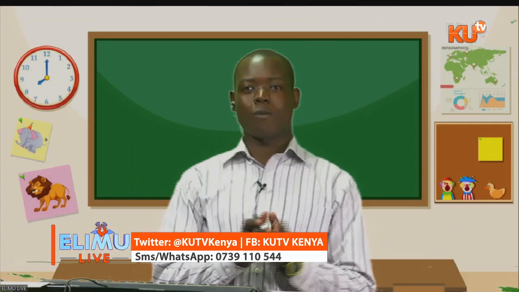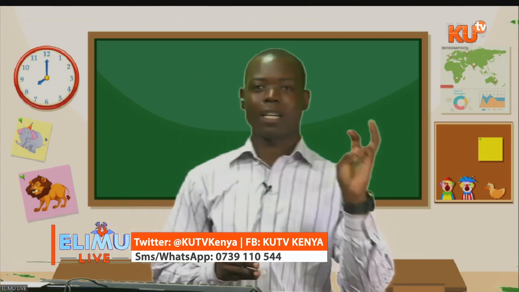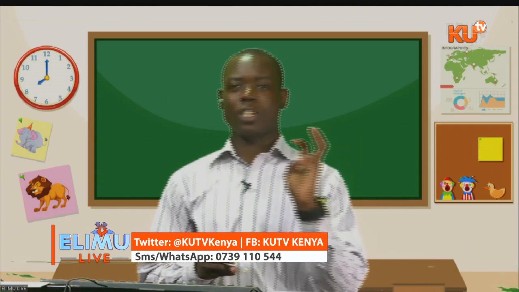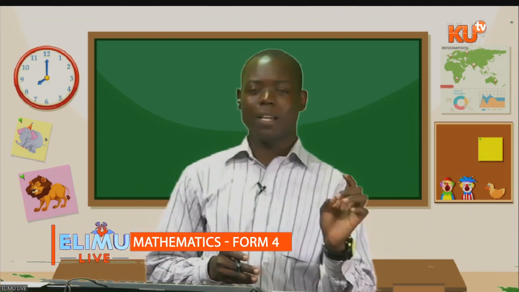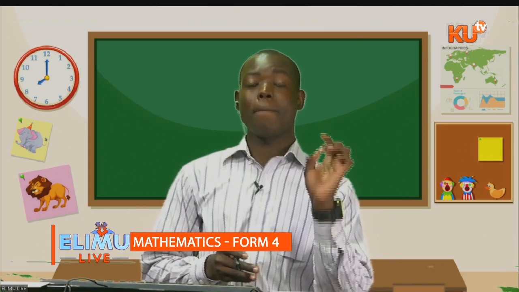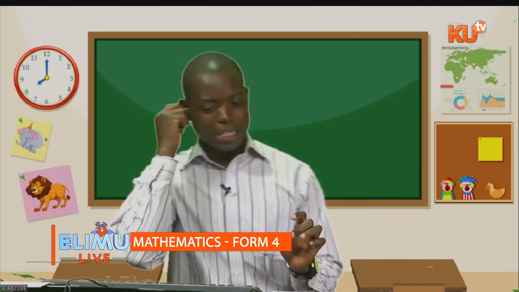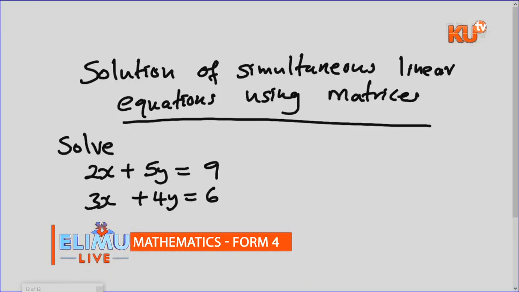How do we move? I've given you 3 steps for those who've forgotten. Number 1, obtain the matrix equation. Number 2, obtain the inverse. Number 3, pre-multiply the inverse. That is, pre-multiply the matrix equation by the inverse of the matrix. So let's analyze our example using those 3 steps.